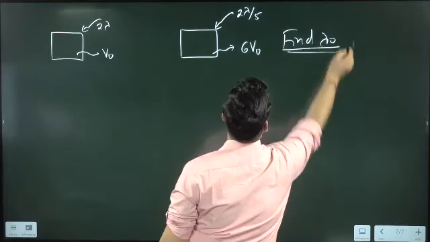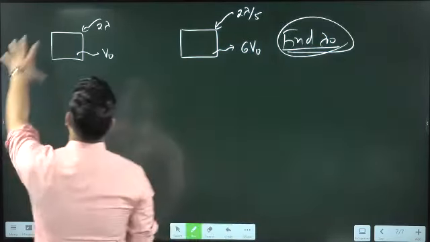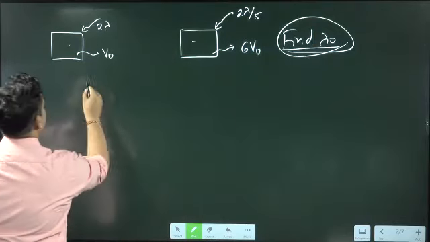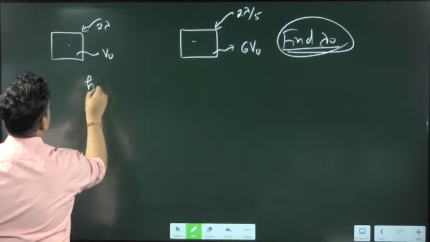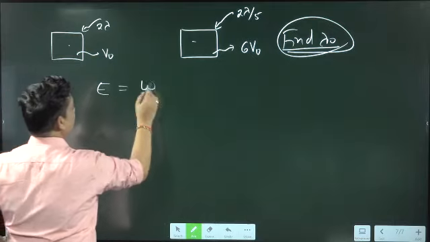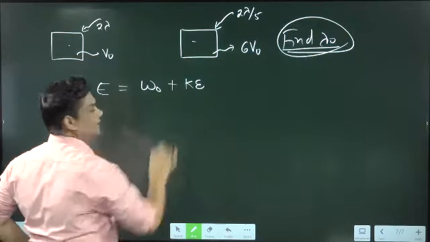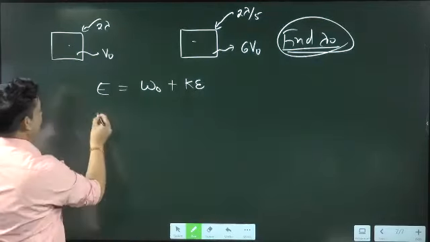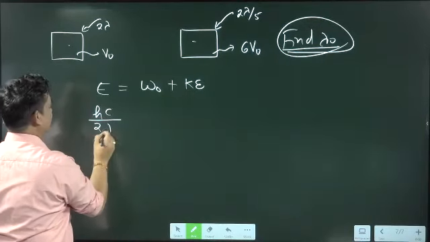So if they are asking lambda naught here, first you write the equation, and then you have to simplify. We can write Hc by lambda, because the energy formula is E equal to W naught plus K. E we can write as Hc by lambda. So I will be writing Hc by 2 lambda.